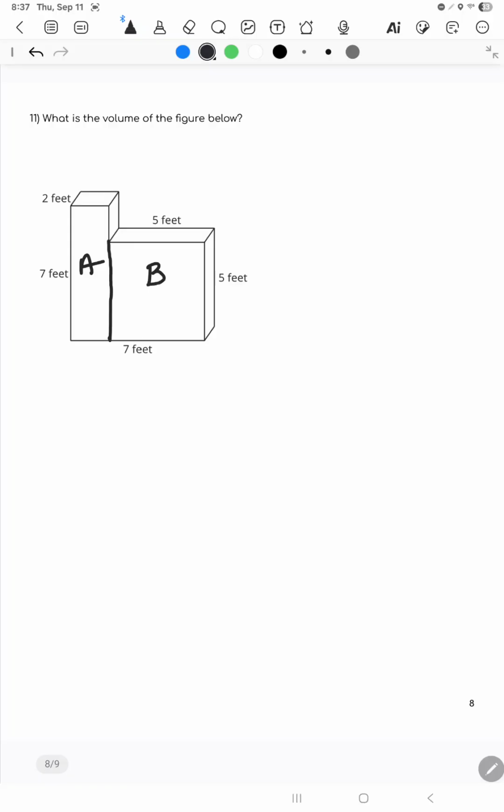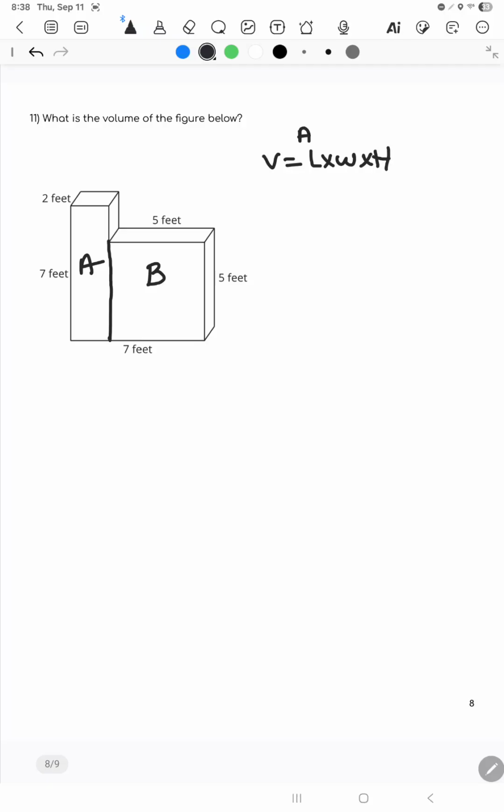We learned the other day, you're going to end up with the same answer. It doesn't matter. Sometimes splitting it one way is easier than the other. I'm just going to go like this because that was the second one I did. My first step, I'm going to find the volume of A by doing volume equals length times width times height.